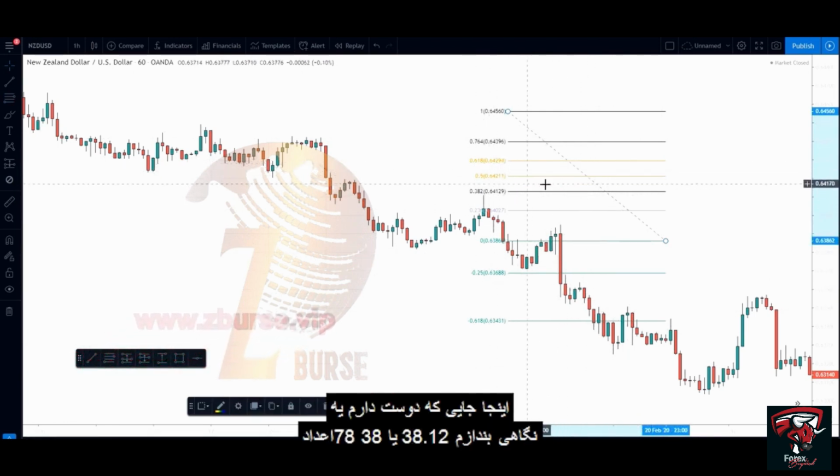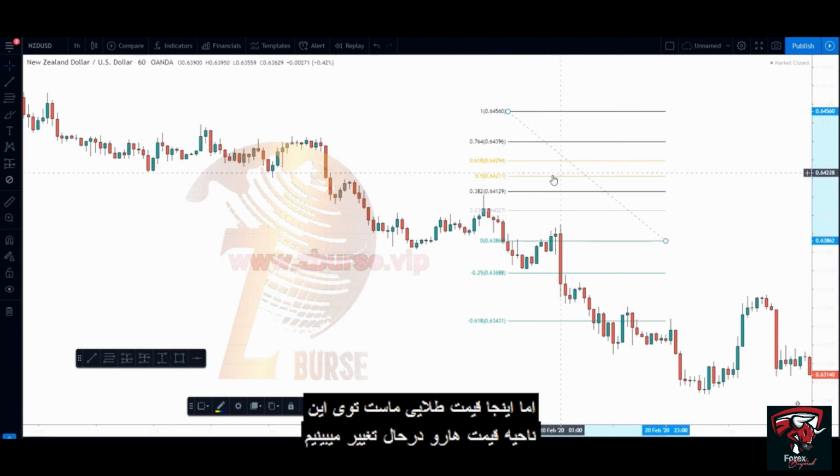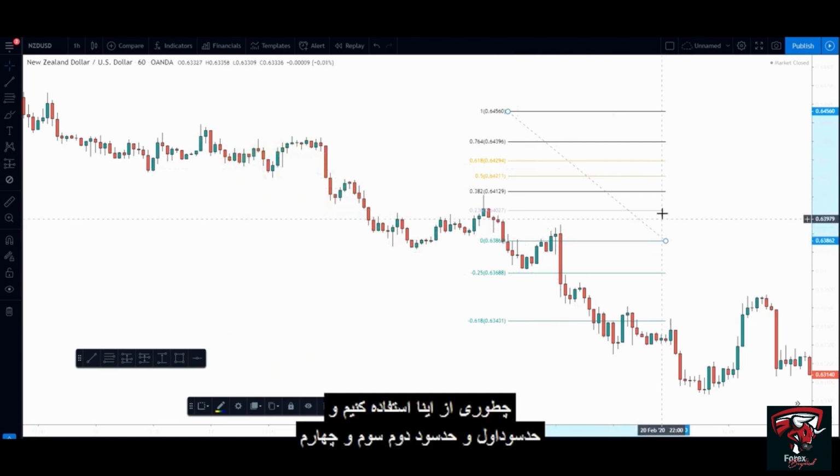Okay, 382 is cool too. 764 is cool too. But this is our gold zone. If we ever see price spike in this region, then there's a good chance of a reversal. Okay, how I use these: this is take profit 1, take profit 2, take profit 3, and take profit 4 if using just the fib.